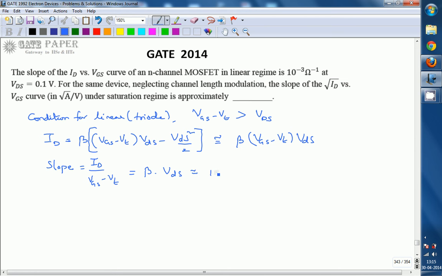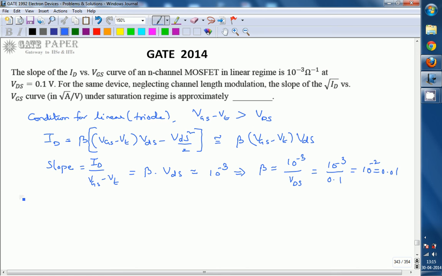This was given as 10 power minus 3. So the slope of this is 10 power minus 3 at VDS of 0.1 volt. From this you can calculate beta is equal to 10 power minus 3 divided by VDS, which is 10 power minus 3 divided by 0.1. So it is 10 power minus 2, which is 0.01. This is the beta value.